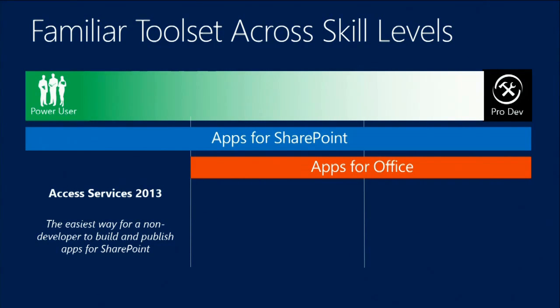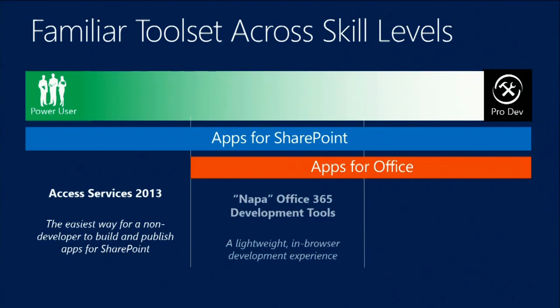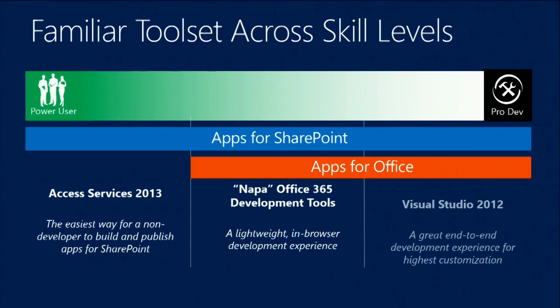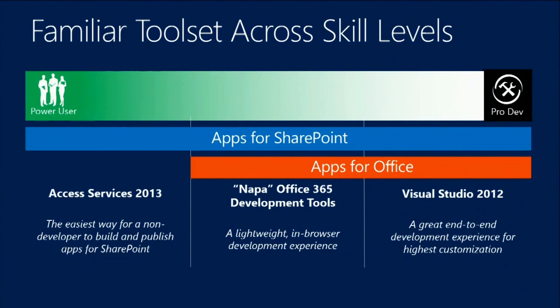So the rest of this slide is to show the other development environments that you have. You have Napa somewhere in between, and Visual Studio, of course, is for the pro developer, a great tool. And then these two bars in the middle are to show that Access builds apps for SharePoint, and then the other two can also build apps for SharePoint, and they can also build so-called apps for Office, which are the add-ins for some of the Office applications.